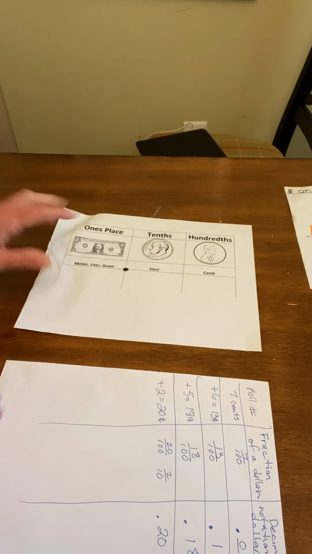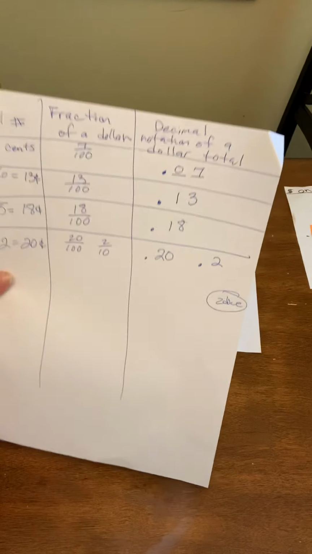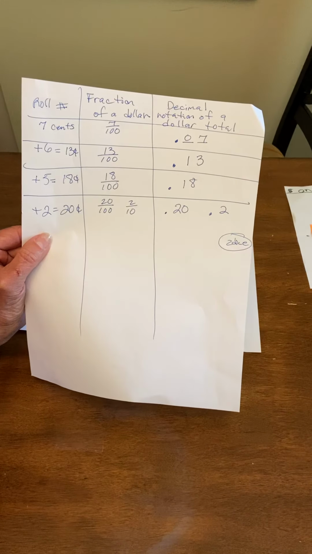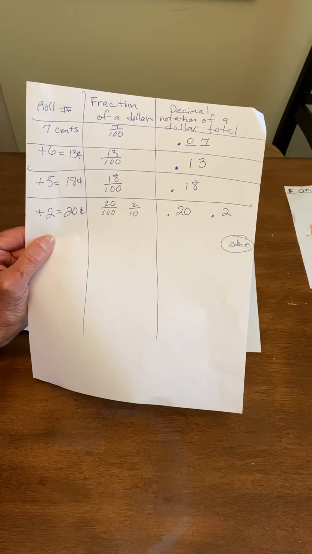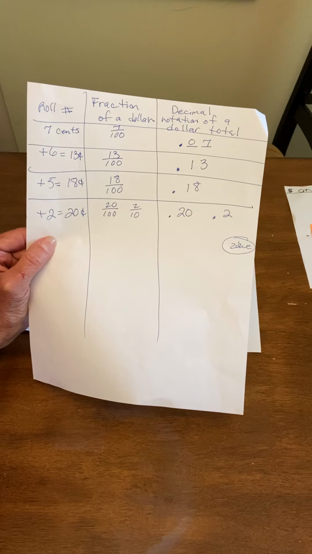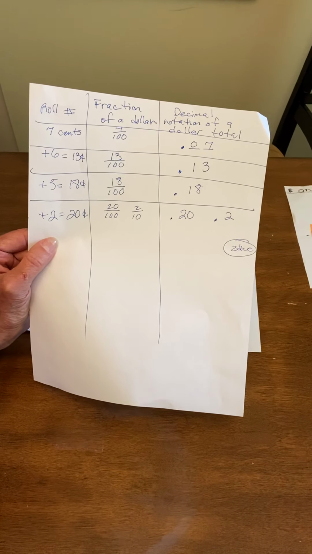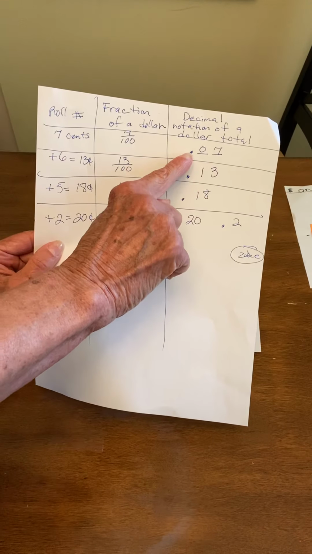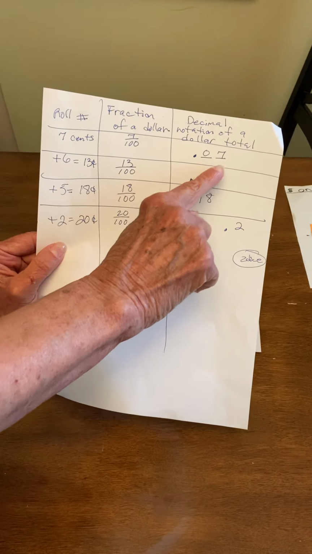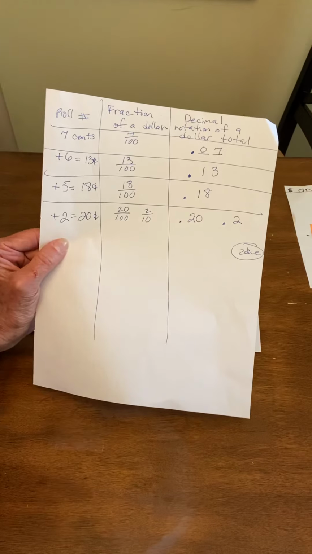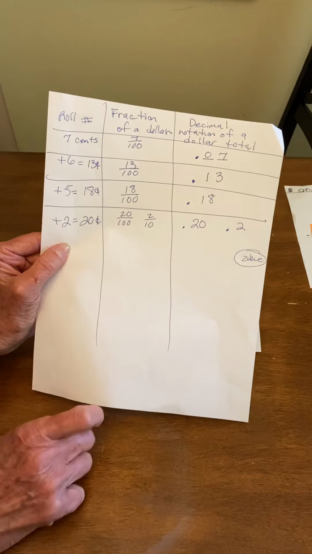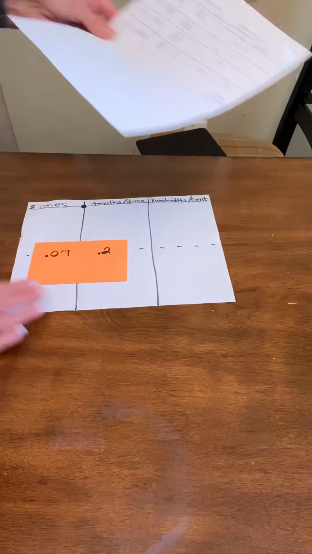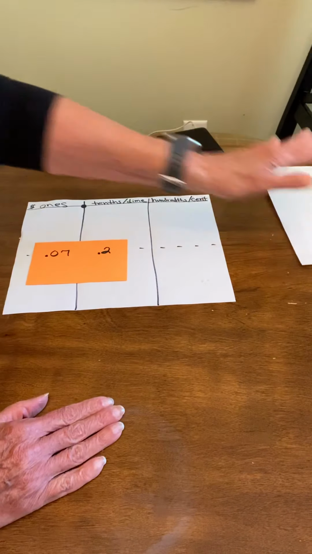Now, what if when you played that Race to $1, you got the kids to keep a data sheet? Their rolls, their fraction of $1, just very simple, on just notebook paper. And then the decimal notation. What does that mean? That's 0 dimes and 7 pennies. That's 1 dime and 3 pennies. So you could do that. Now let's look at this with the base 10 blocks, okay?